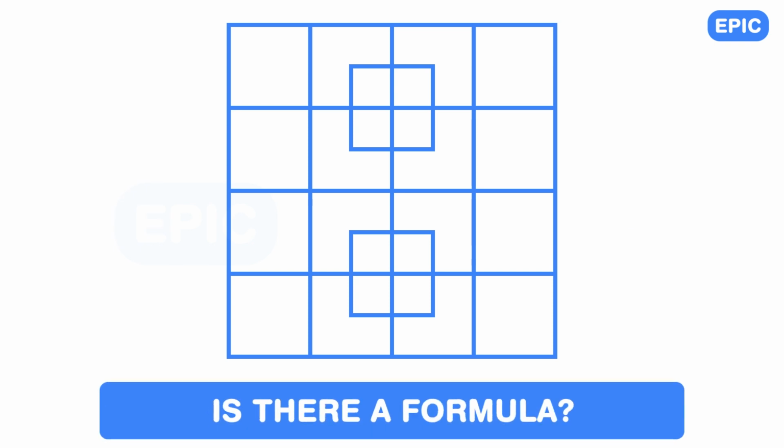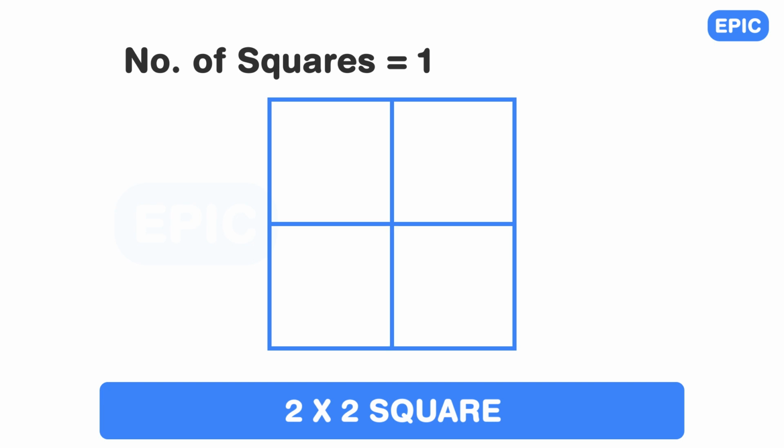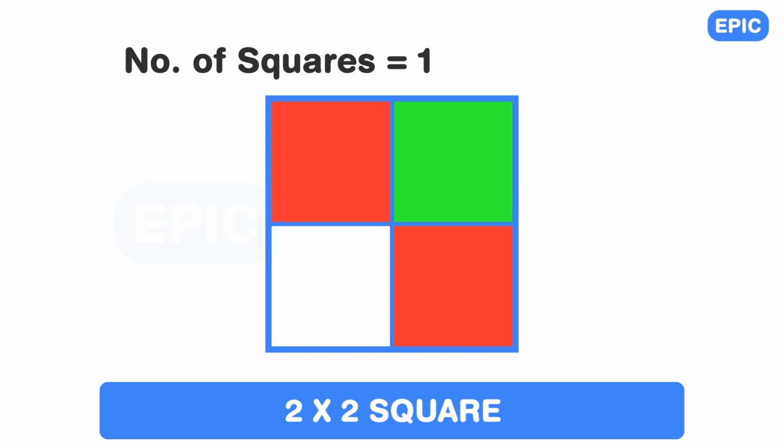If you have solved it before, then move on to the next puzzle. Here is the solution. Let us first ignore the squares in the middle. Is there a formula to finding the number of squares in, say, an n cross n square? A 1 cross 1 square will have a total of 1 square. A 2 cross 2 square will have 1 big square. It will also have 4, 1 cross 1, smaller squares. So, it will have 1 plus 4 equal to 5 squares.